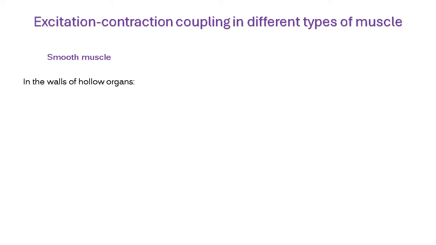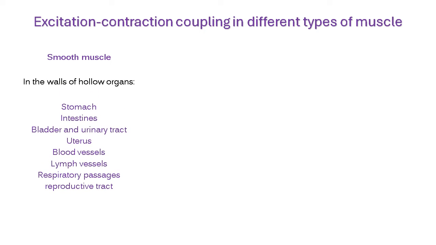hollow organs, such as the stomach, intestines, bladder, airways, and blood vessels, and it's responsible for constricting the organ to control the movement of food, fluids, or air through them.